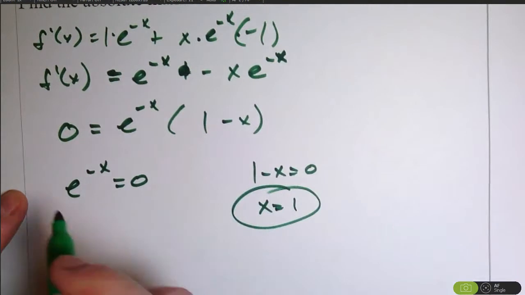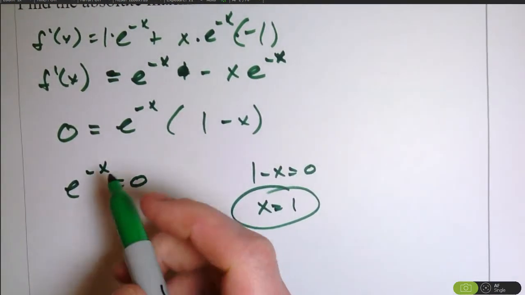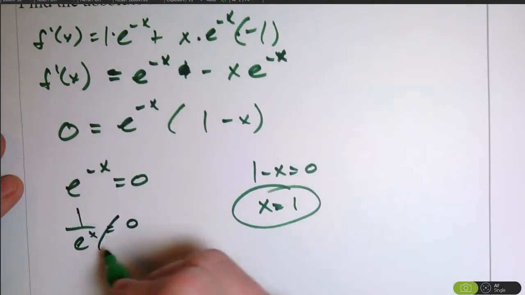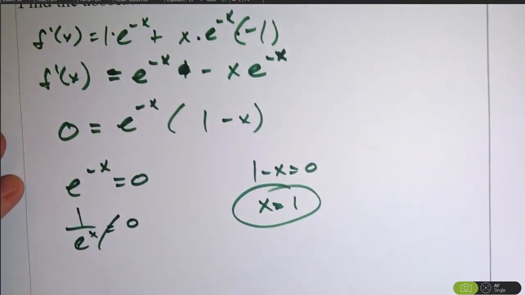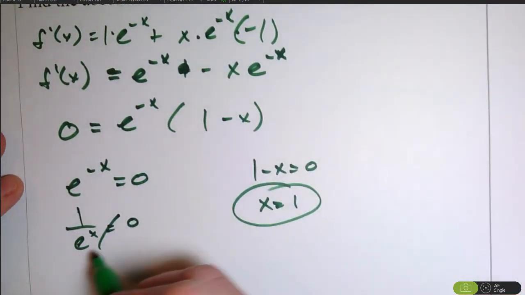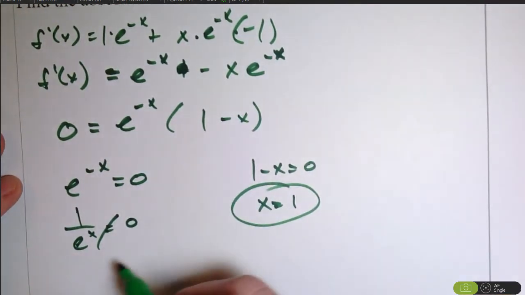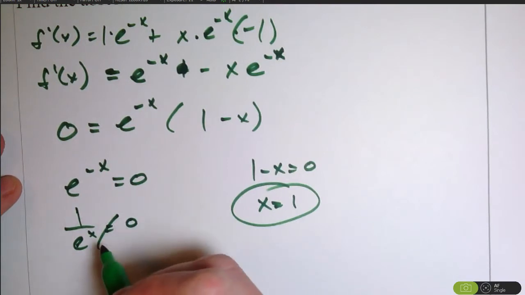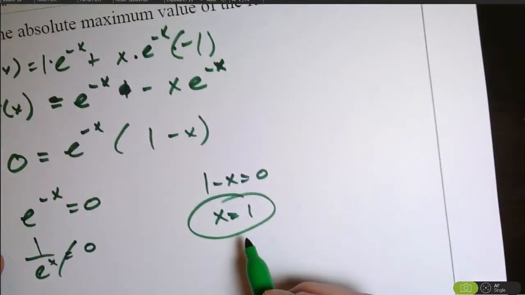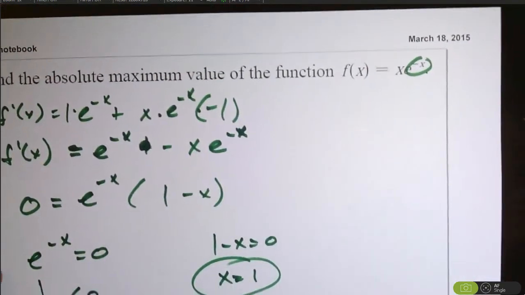That's pretty obvious. This guy, though, this is really 1 over e to the x, and can that equal 0? No. So I can't even mess with this. So there's no max or min from this guy. Maybe a point of concavity later, but this is only asking for absolute maximum, which in this case we know it's a maximum. It's got to be x equals 1. But let's test that.